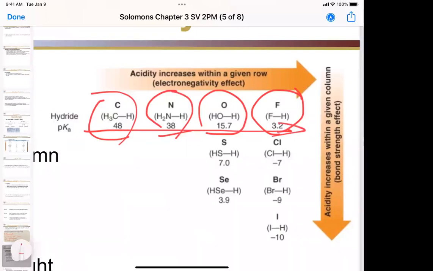Now let's go down a column. If we go down this column, we have fluorine, chlorine, bromine, and iodine. Notice the trend is backwards. Fluorine is the most electronegative, but the acidity goes in the other direction.